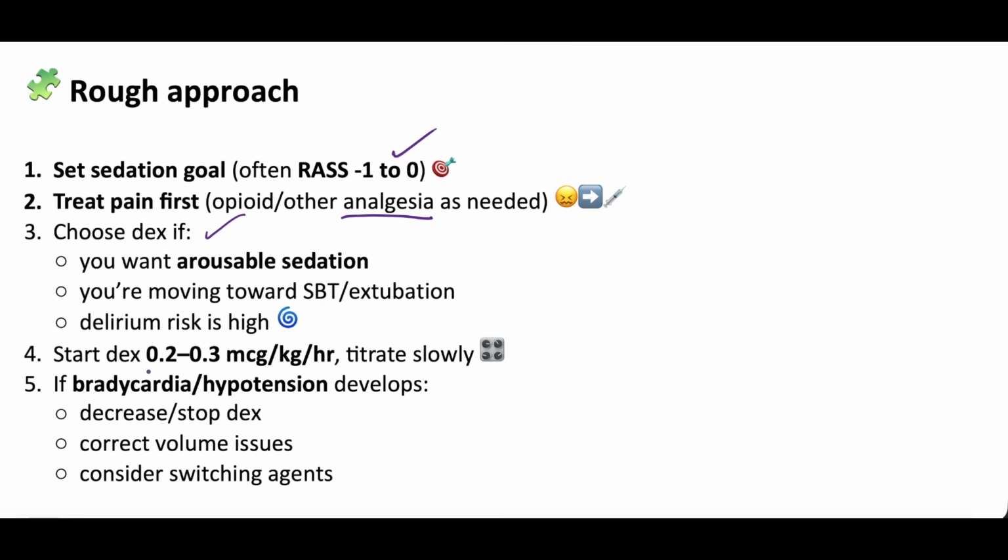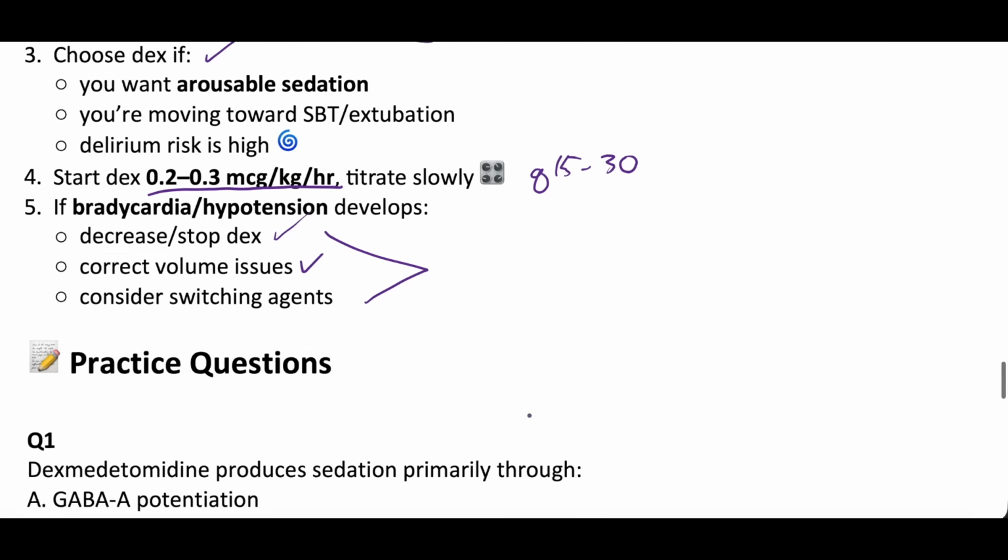Start at 0.2 to 0.3 micrograms per kilogram per hour. Titrate it slowly, every 15 to 30 minutes. If there's any bradycardia or hypotension, you really got to think about, are they hypovolemic? And should I be stopping the Dex, especially for bradycardia? All right, that's all we have.